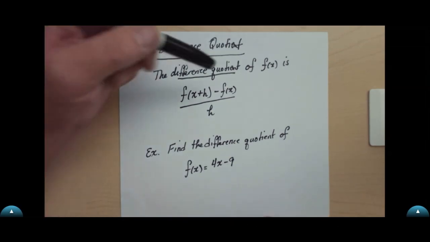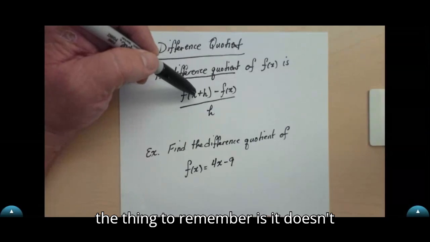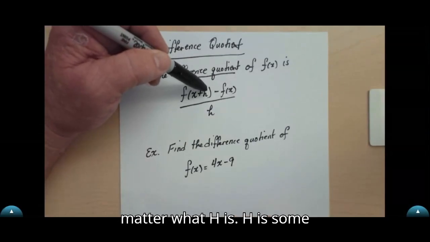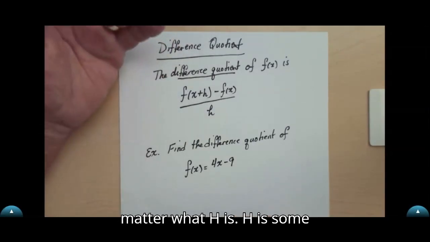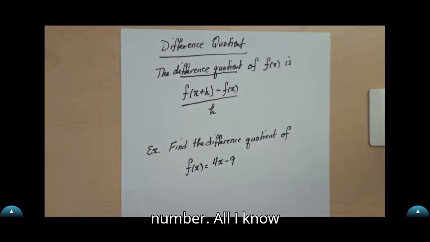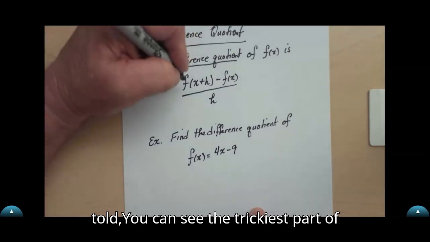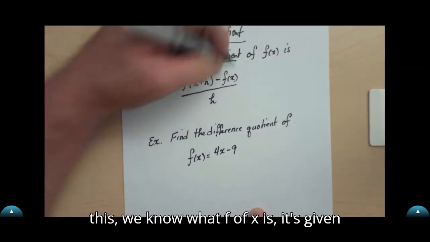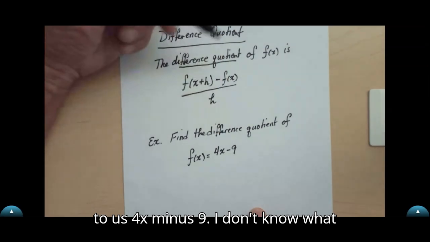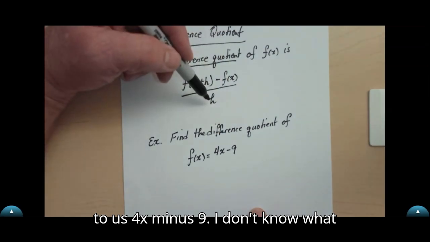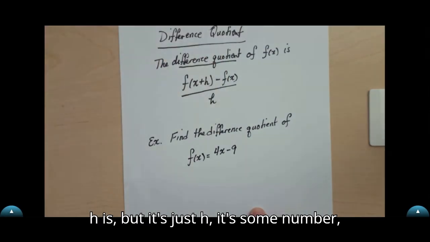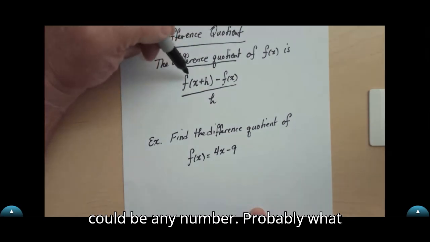I'm just going to show you how to do it. First of all, the thing to remember is it doesn't matter what h is. h is some number. All I know is if I do exactly what I'm told, you can see the trickiest part of this. We know what f of x is. It's given to us, 4x minus 9. I don't know what h is, but it's just h. It could be any number.